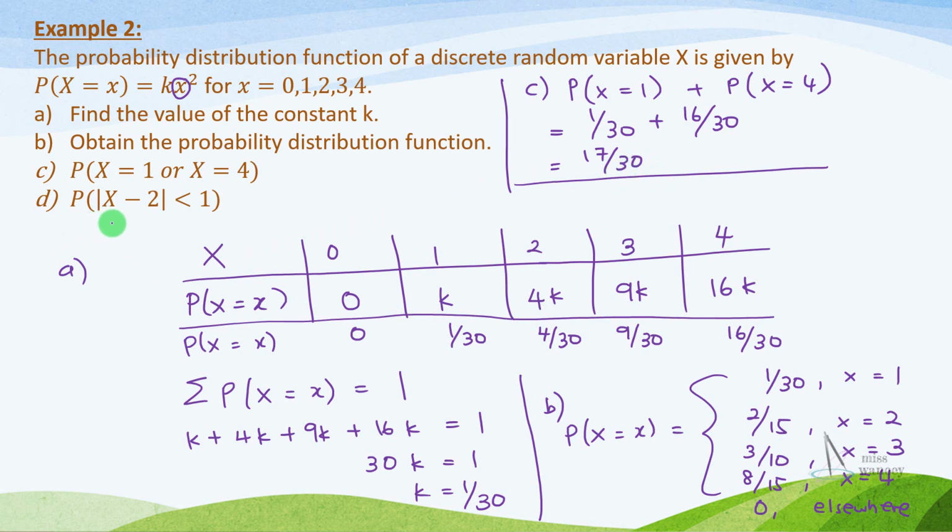For part D, this is one extra thing that you have to remember from the first semester. We have to calculate the probability of the modulus of x minus 2 less than 1. So we have to open the modulus first before we know what we want to calculate. So I have to solve the thing inside here first. Let us go to the right hand side: modulus of x minus 2 less than 1.